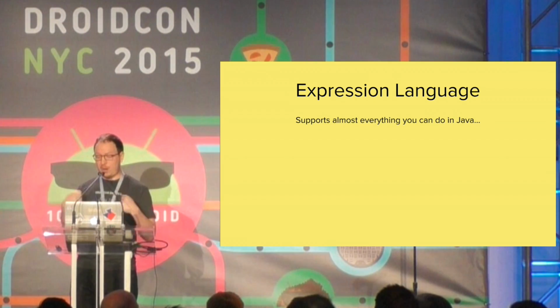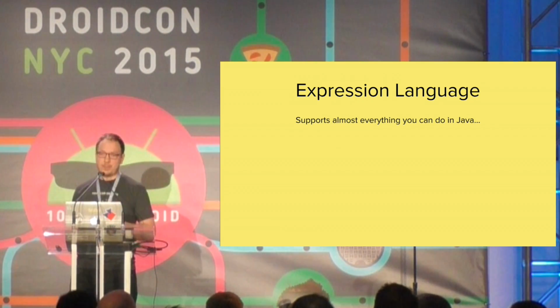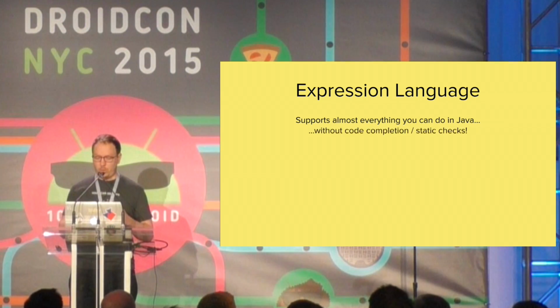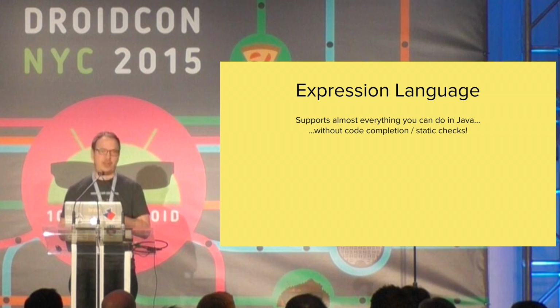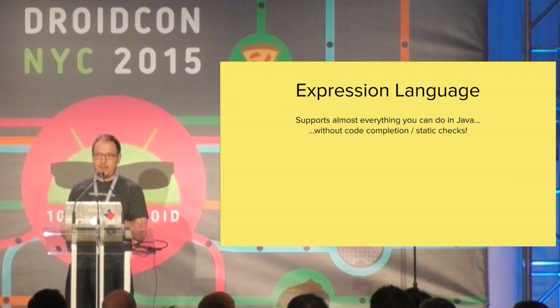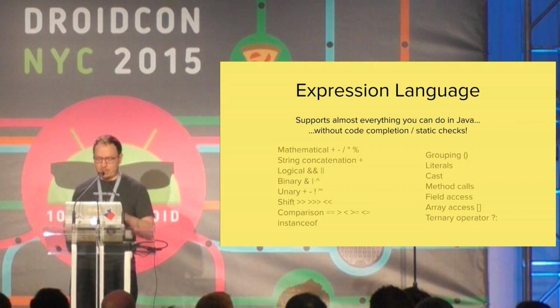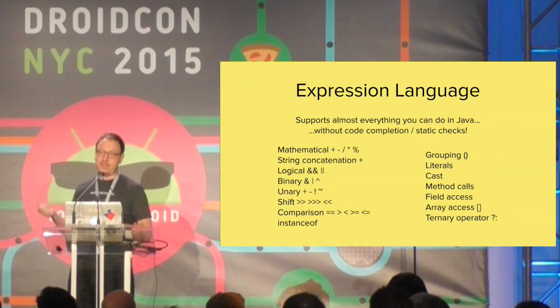So I do want to talk about some of the things you can do with the expression language, even though you probably shouldn't. It really supports almost everything that you can do in Java, without code completion, static checks, and it also has kind of confusing compiler warnings. So here's what you can do. I'm not going to read them all off, but it's pretty much everything you can do in Java.